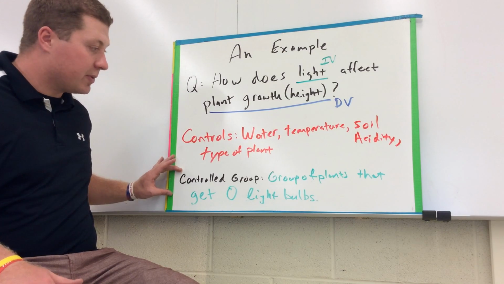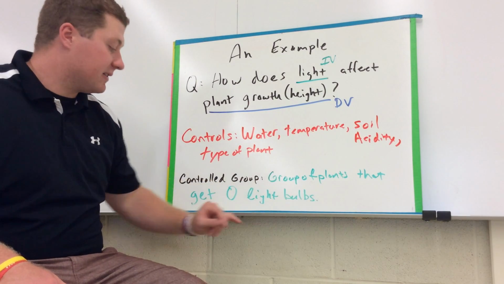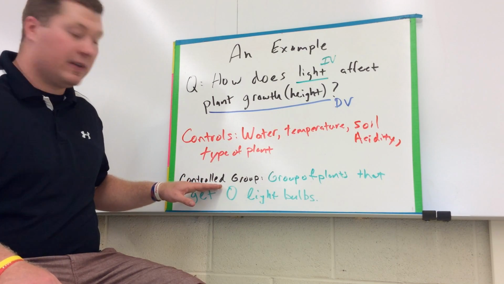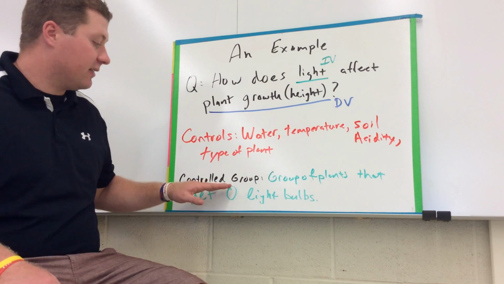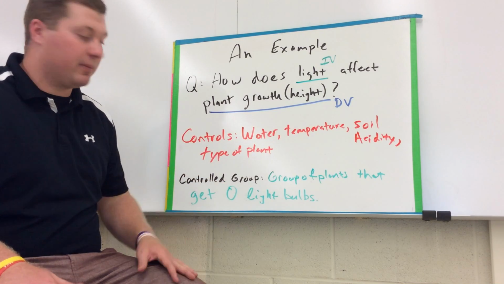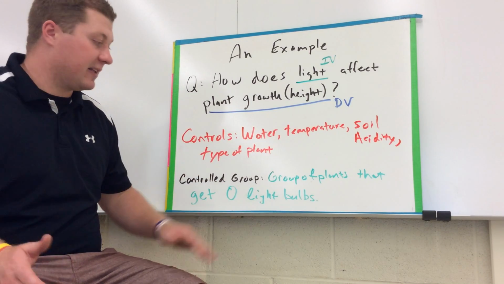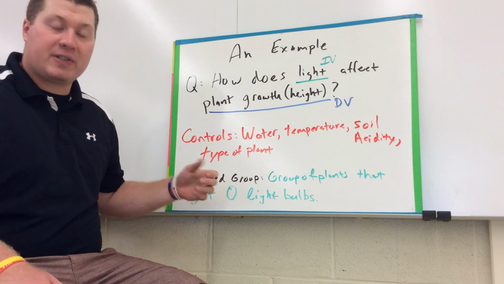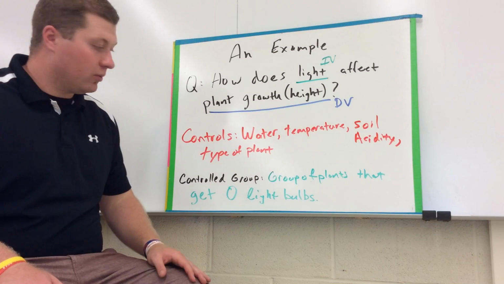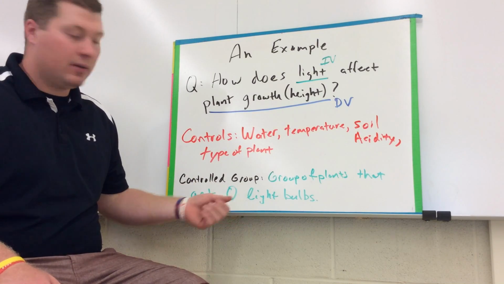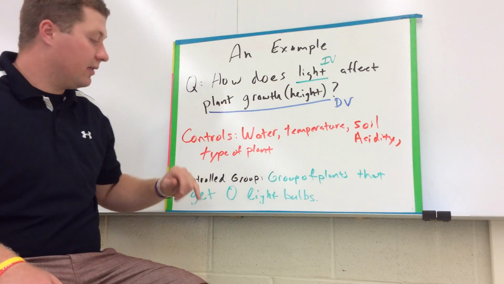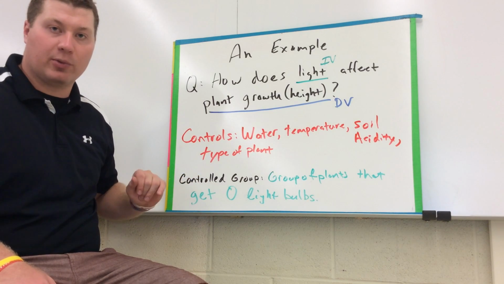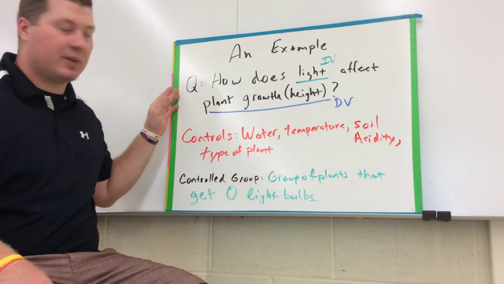The controlled group is a group of plants that get 0 light bulbs. In this case, it's probably fairly obvious that the controlled group wouldn't grow very well because it doesn't have any light. We all know that plants need light to grow. So we can then measure exactly how much better the plant does when it's given light, the independent variable, because we have this controlled group. It's important to have a controlled group in most every experiment that we do.